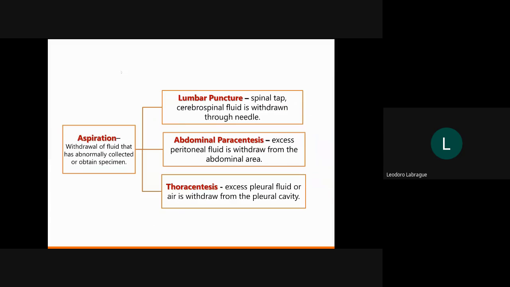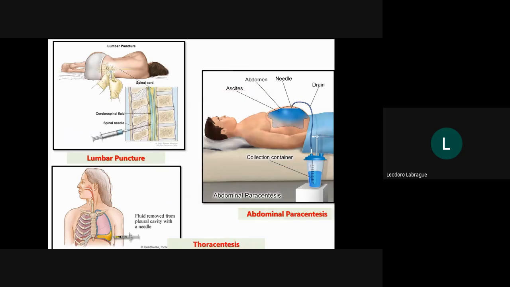Okay? The second one is abdominal paracentesis. From the word itself, abdominal, which means the doctor might withdraw some fluid from the abdominal cavity. Excess peritoneal fluid is withdrawn from the abdominal area. I want you to see the photo. This is especially common if your patient has a liver problem. And if your patient has liver disease, the fluid might abnormally collect in the abdomen, in the peritoneal cavity.